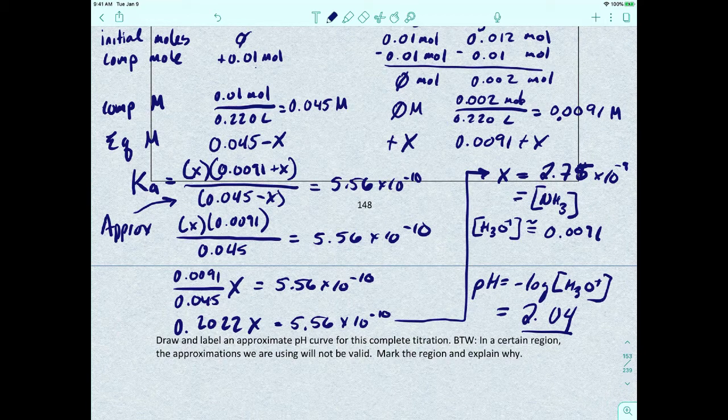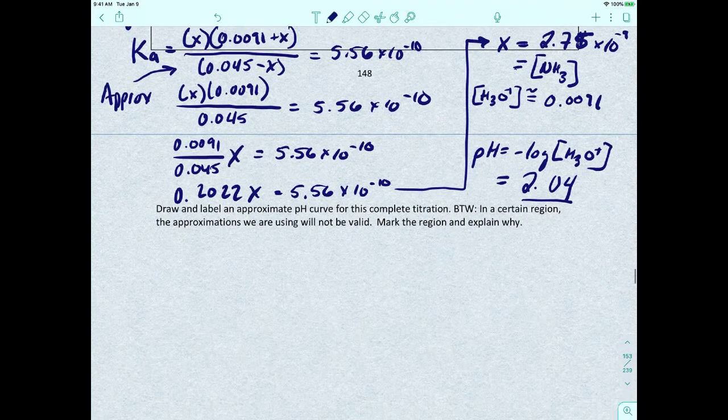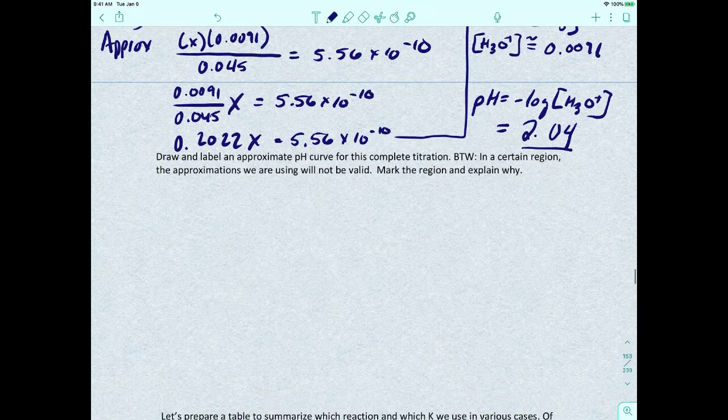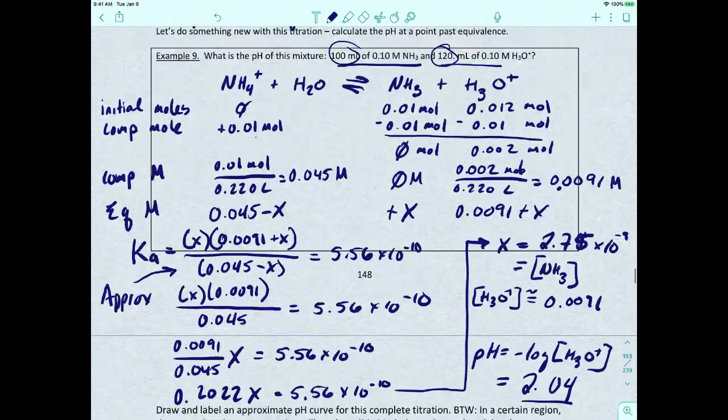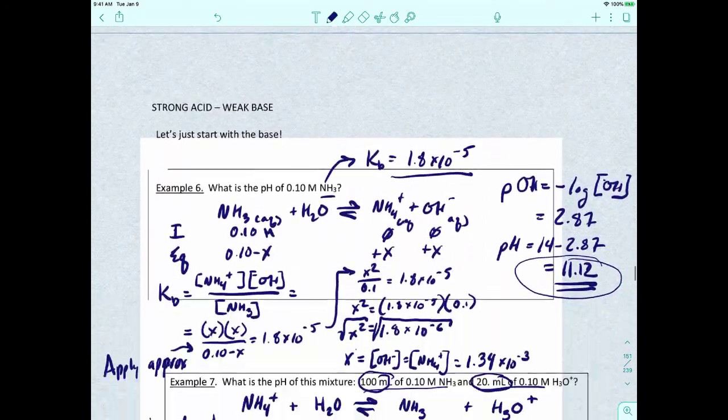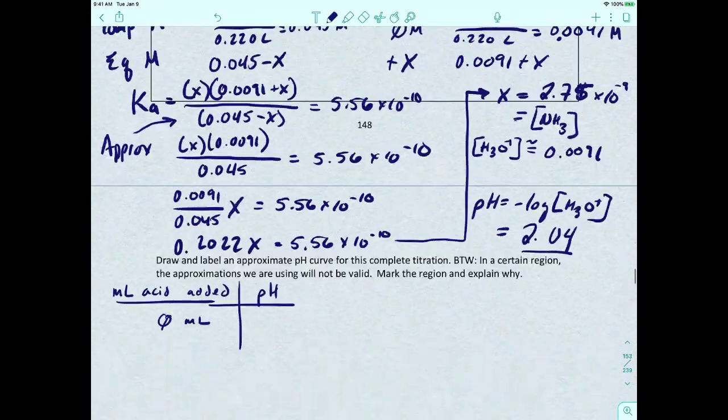Okay, so that being said, we can actually draw an approximate pH curve. So keep in mind, let's make a table real quick. Milliliters of acid added, and then pH. So we had no milliliters at the very beginning, and it was all base, and that pH was 11.12.